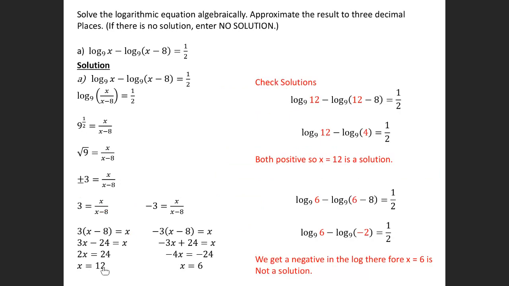So if x is equal to 12, if I put 12 here, this is positive. So that's okay. And 12 minus 8 is a 4. And 4 is positive, so we're good. That means x equals 12 is a solution.